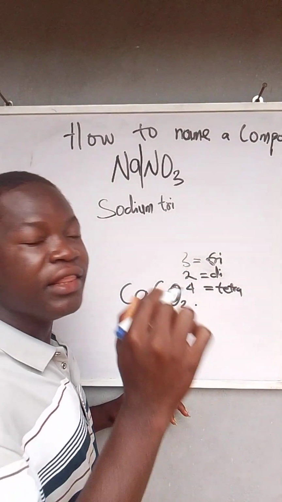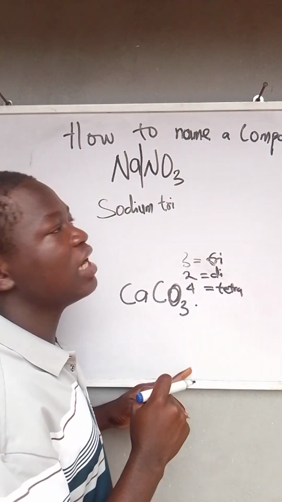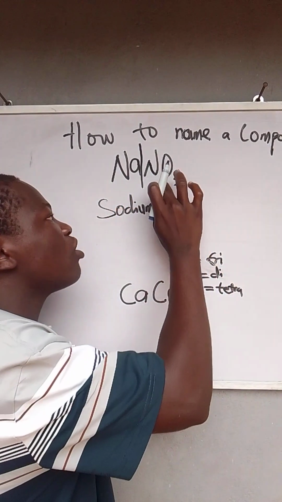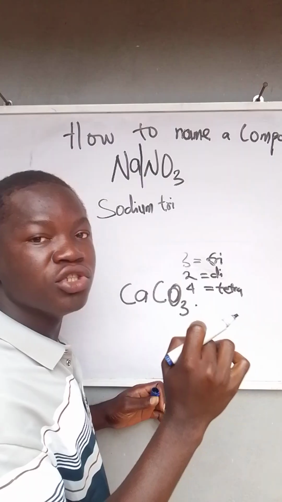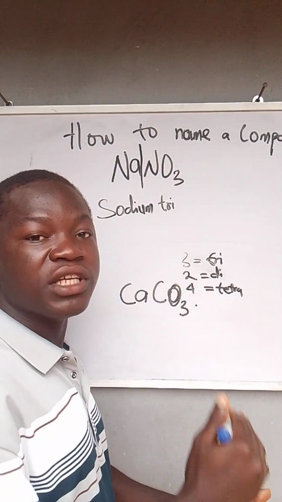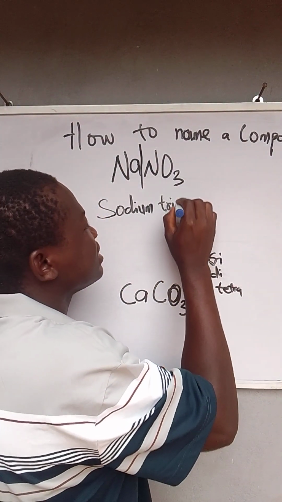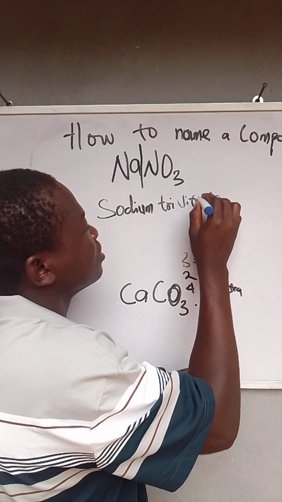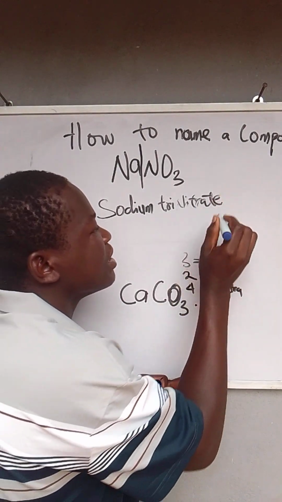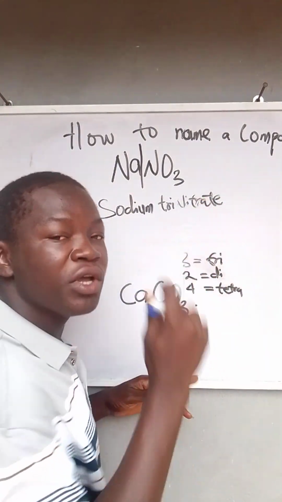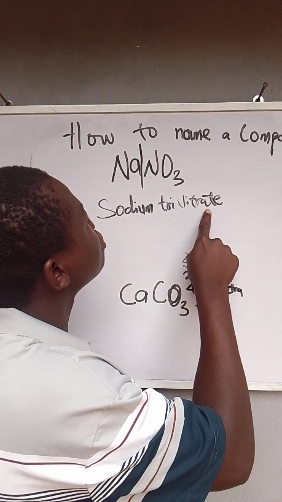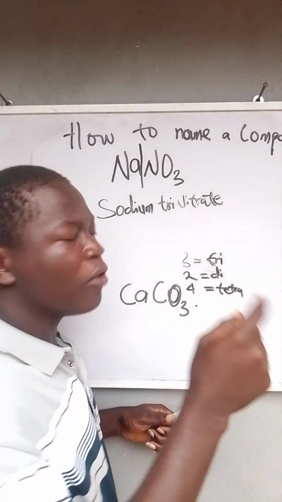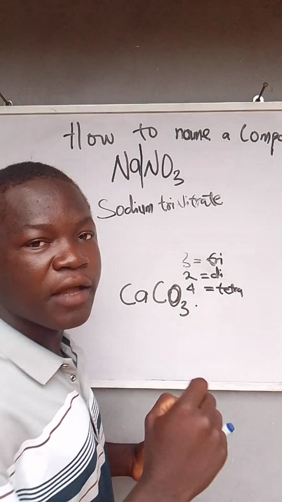Next, you attach the next element following it. The next element following it is nitrogen. But since oxygen is attached to nitrogen, how are you going to pronounce it? At the end, you have ATE. It will not be nitrogen, it will be nitrate. This ATE here is showing that there is oxygen. So there is no need to put oxygen here. But the next one is this. That is the important aspect of it.